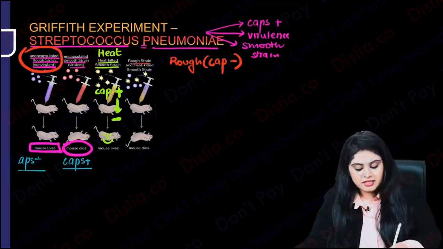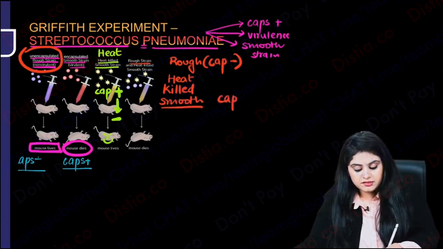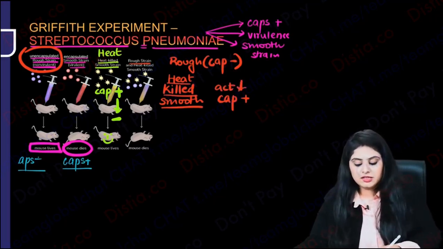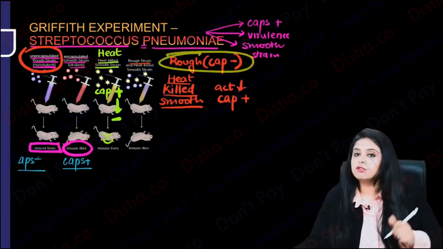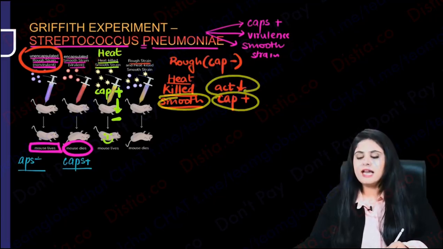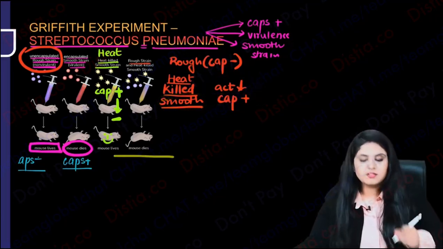I have mixed that with a heat killed smooth strain. What is this? Heat killed smooth strain means the capsule is definitely there, but its activity has been decreased because it has been heat killed. So you will say either way, ma'am, the rough had no capsule. The smooth had a capsule, but you had reduced the activity. So overall your mouse should have survived.